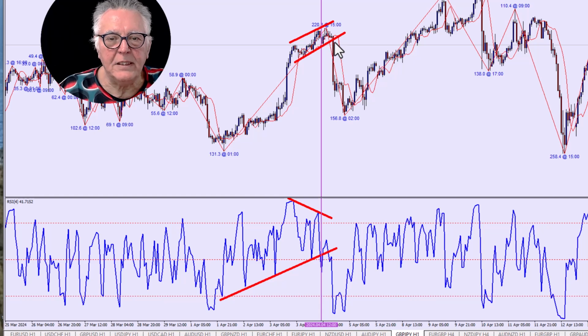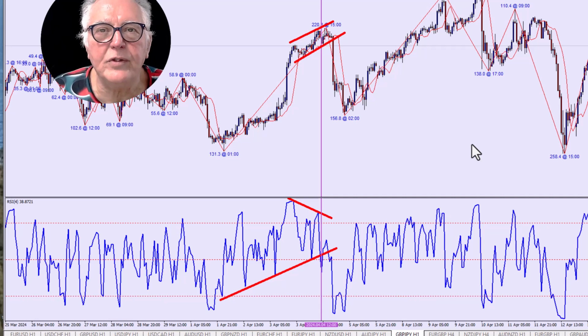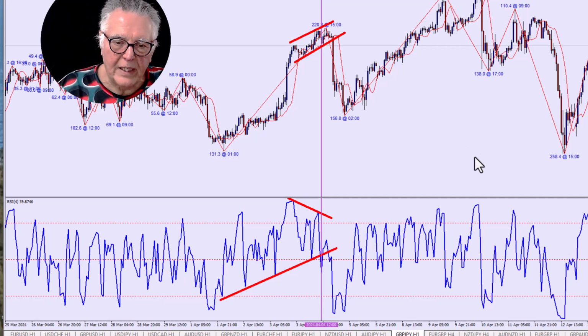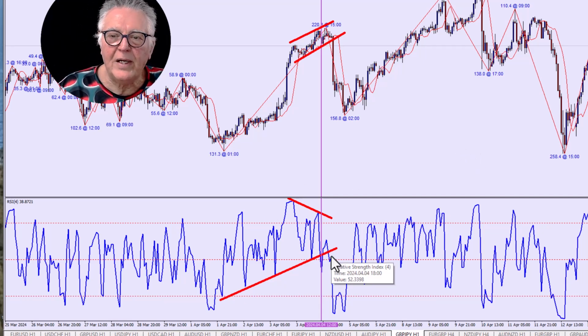So you would enter on that trend line violation, or you would trust the RSI, you would say, no, I'm going to trust the RSI. I'm going to enter early. So there's the early entry. So that's how I use the RSI. I look for divergences, I look for trend line violations, and that type of thing.